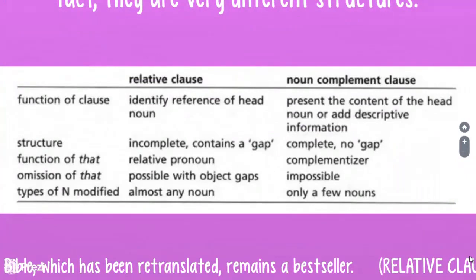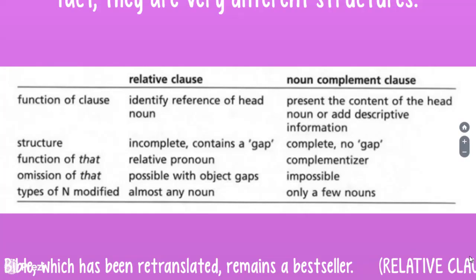So whenever we talk about a complement clause, we need to see that this clause gives us information related to the content of the previous controlling element, which is our head noun. Regarding the structure, relative clauses contain a gap. Remember, the gap is a missing constituent that can be filled with the head noun in the relative clause, right? Noun complement clauses, on the other hand, have no gap. This means the noun complement clause has all the elements a clause must have.